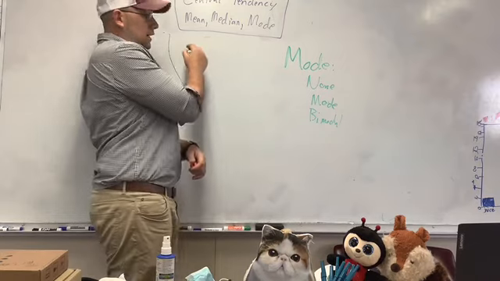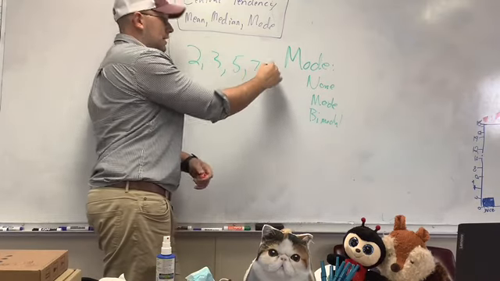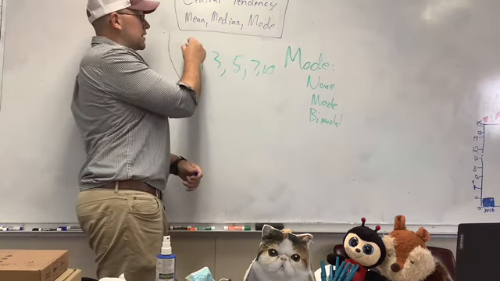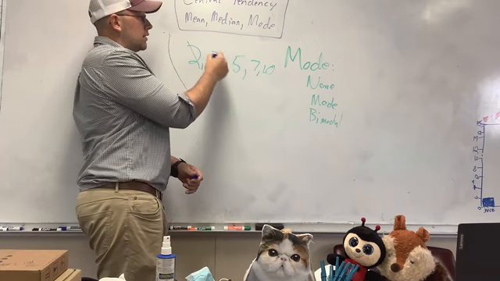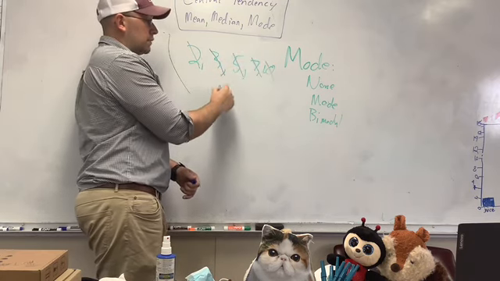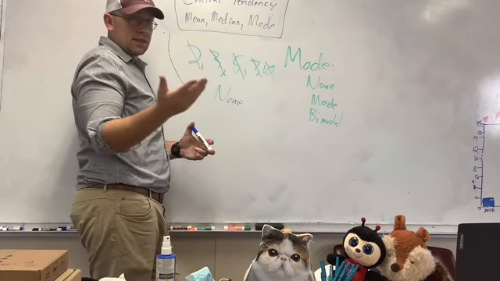Our second one is 2, 3, 5, 7, and 10. All right, so 2 appears once, 3 doesn't repeat, 5 doesn't repeat, 7 doesn't repeat, and neither does 10. So this would be none. There is no mode here. Nothing repeats itself.